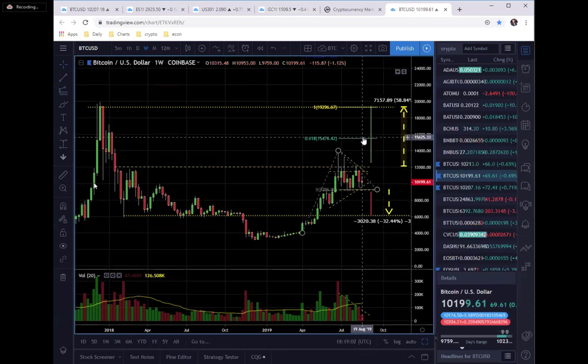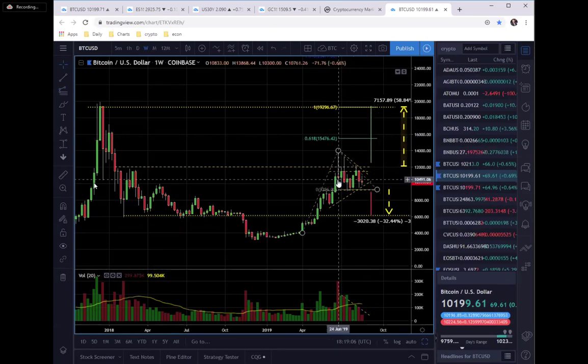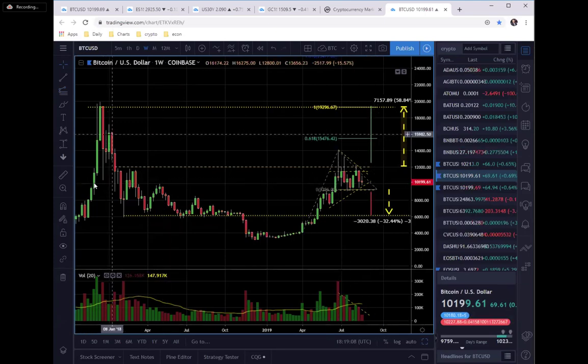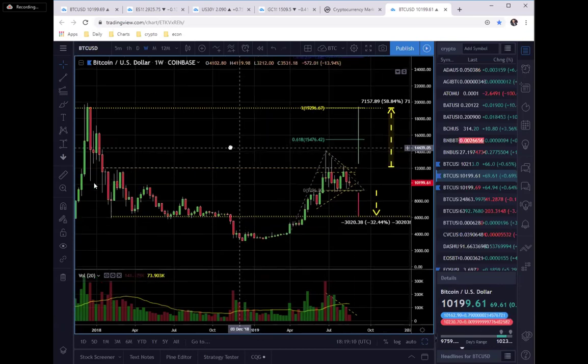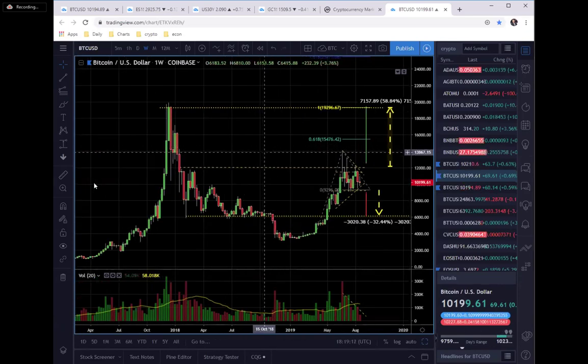And obviously in the way of that, you've got the 61 extension around 15K, which is also another area of prior resistance back here. But that's just what I see on the bigger term picture as far as possibilities and probabilities go. Yeah, for sure. And both those scenarios can be a win-win situation.